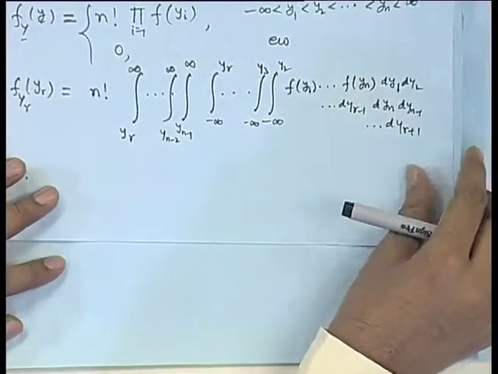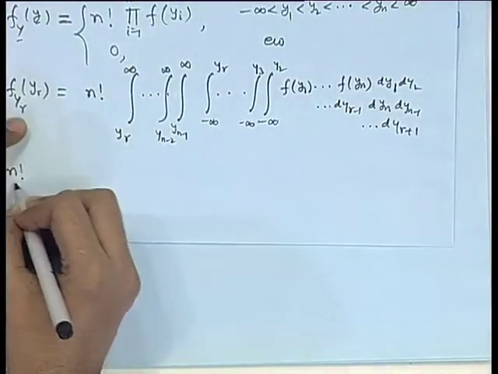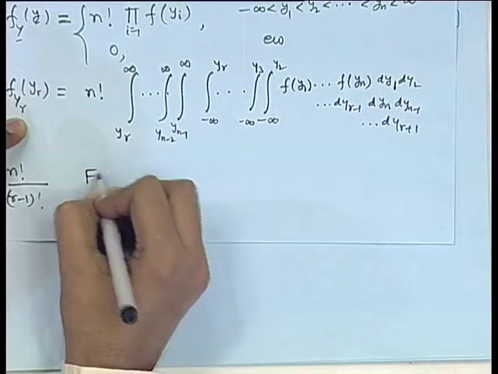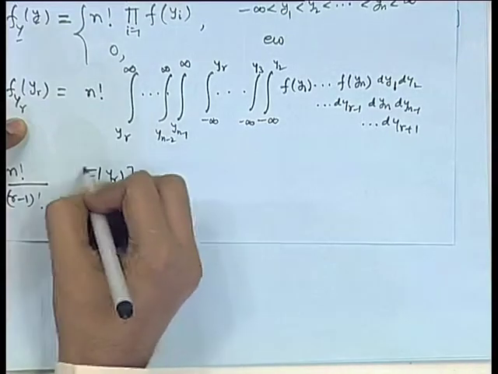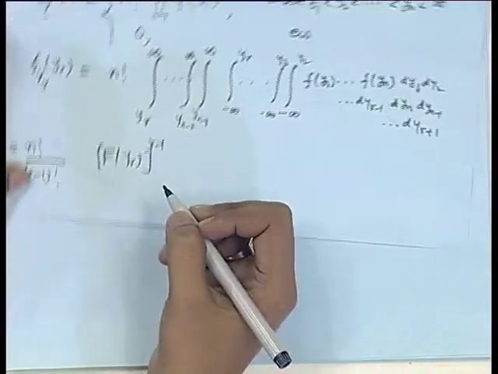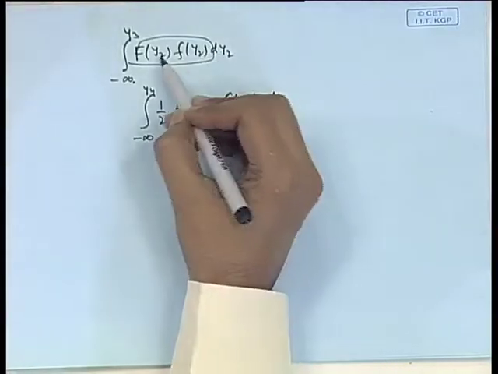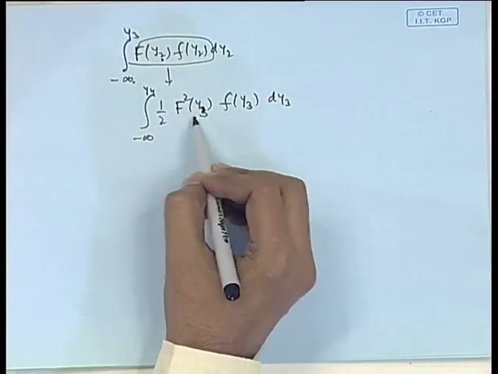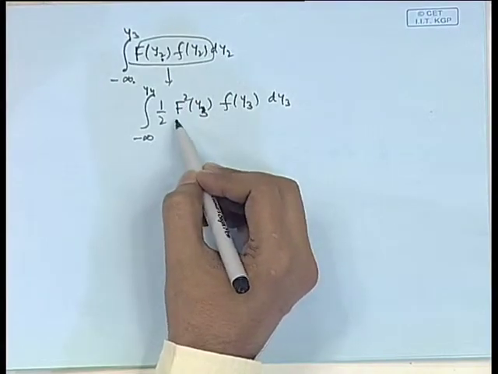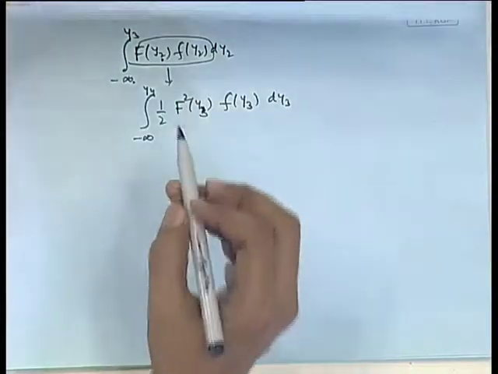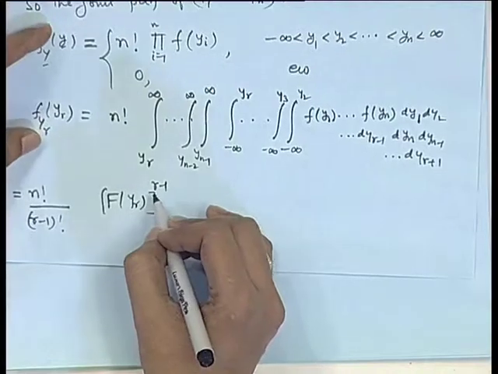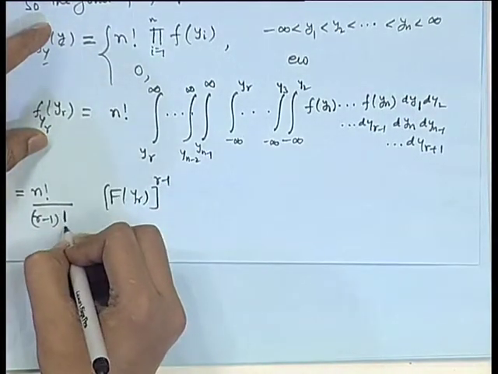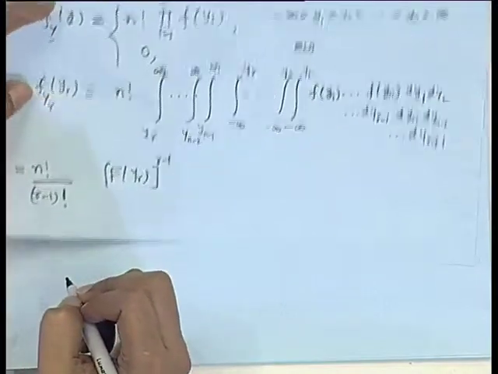So, the last step will give us up to F of y_r to the power r minus 1 divided by (r minus 1) factorial, because in the first stage it is capital F of y_2, in the second stage it is F squared by 2, in the next stage it is F cubed of y_4 by 3 factorial. So, at the (r minus 1)th stage this will give F of y_r to the power r minus 1 by (r minus 1) factorial.